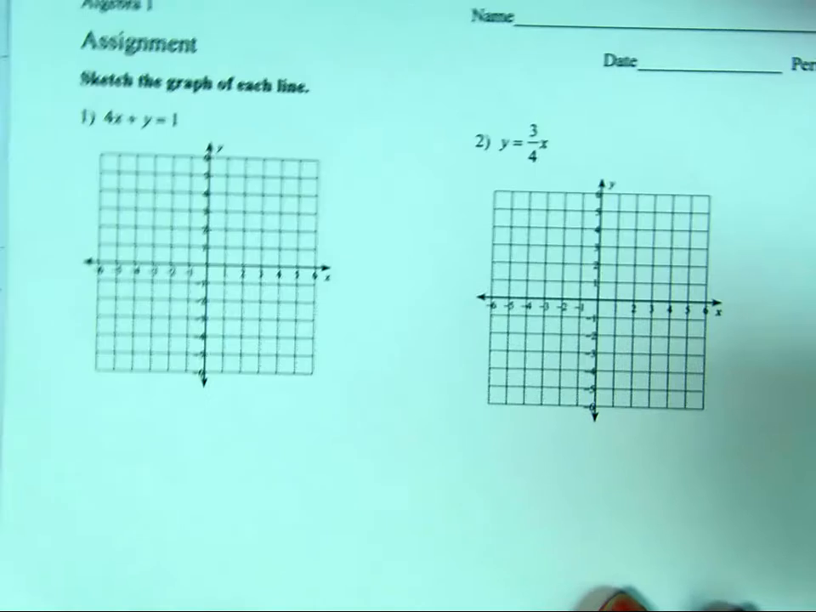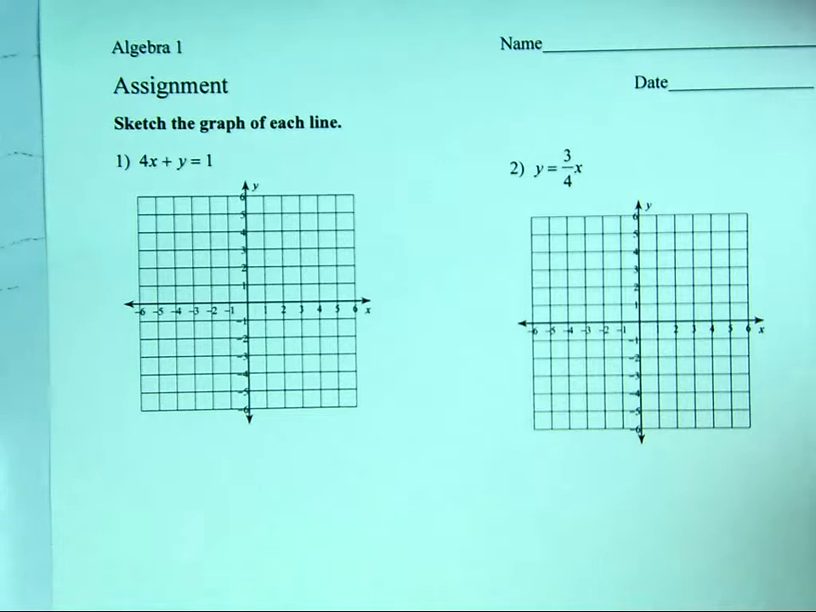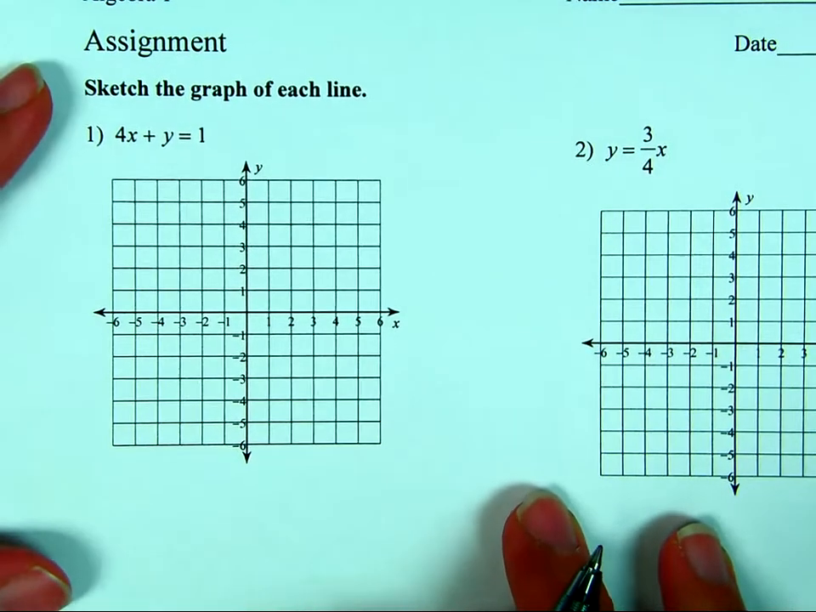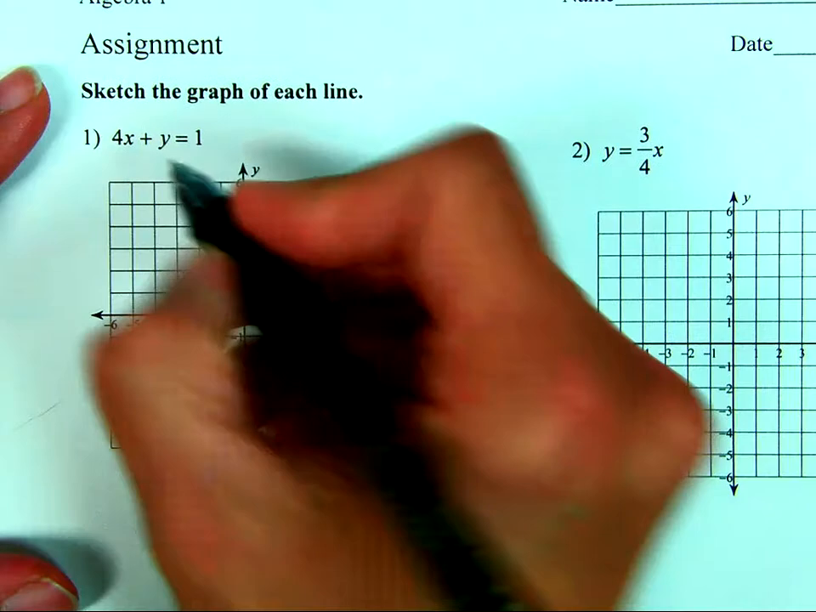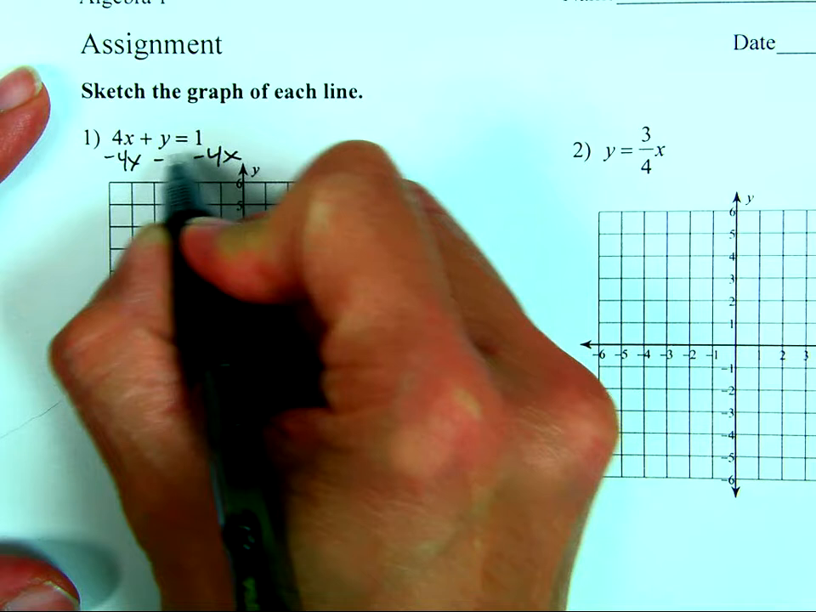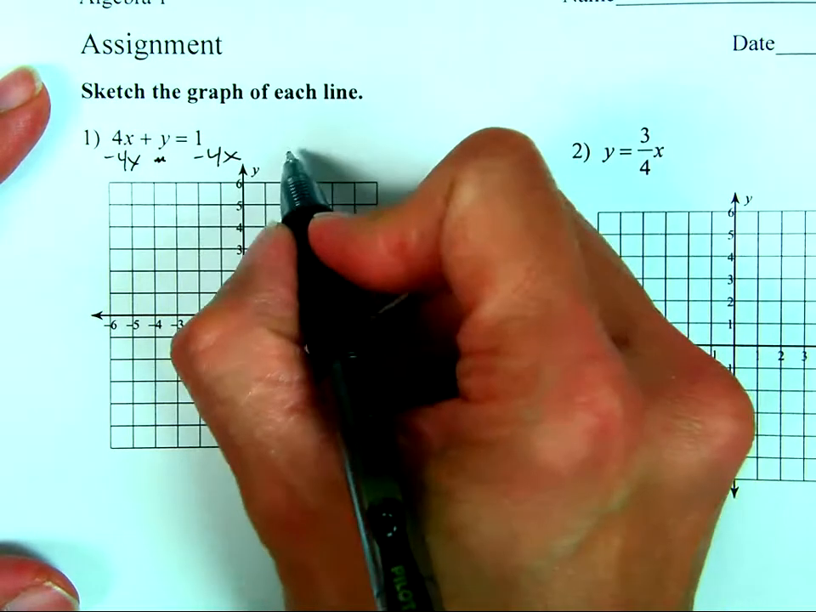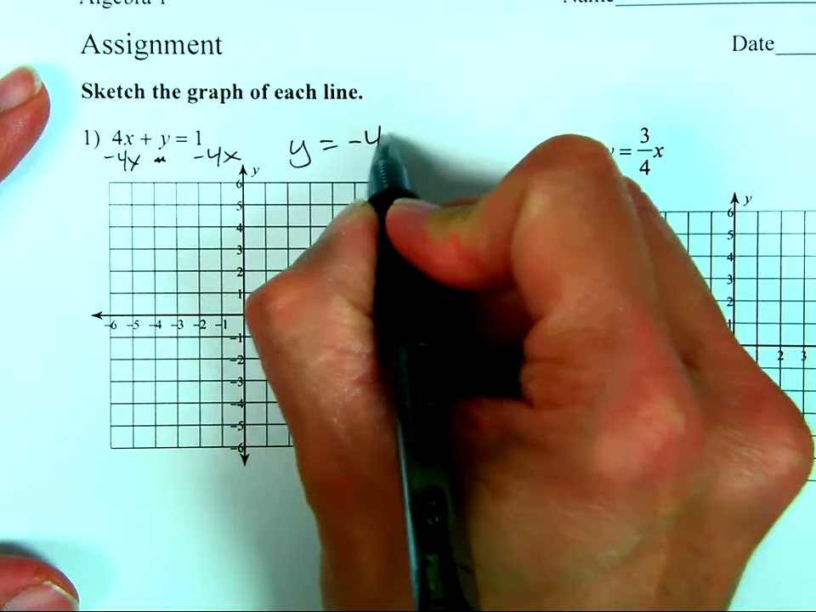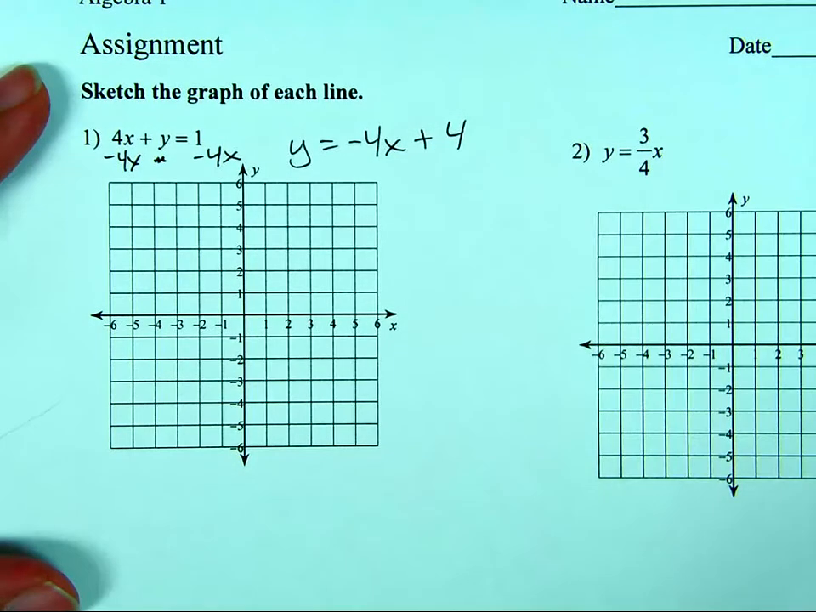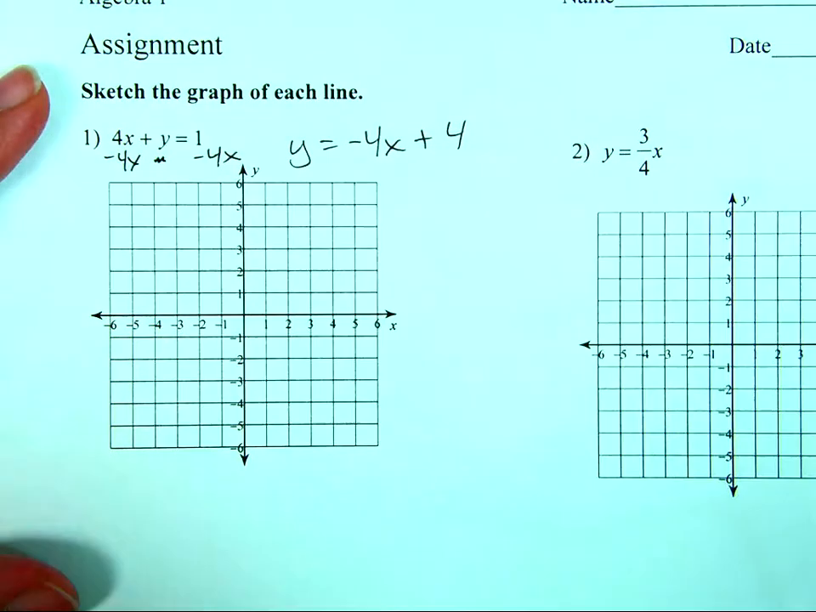So let's try this one. Okay, we will zoom in a little bit there. Is y alone? Because that's our first step. Y is not alone. So the first thing we're going to do is subtract. Sorry, I've got to do it on this side, not that side. We're going to subtract 4x from both sides. And when we do that, we get y equals negative 4x plus, not 4.